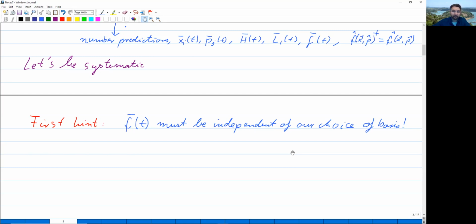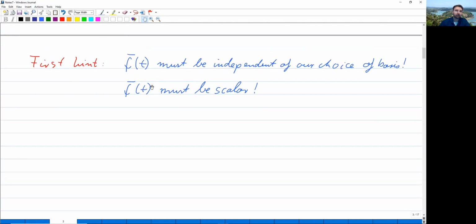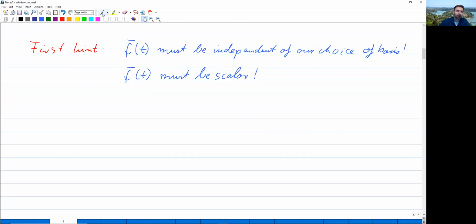So that means, mathematically speaking, that f bar of t, whichever way we obtain it from f hat of t, our prediction, must be scalar. But how do we obtain a scalar from a matrix? Well, the scalar product.